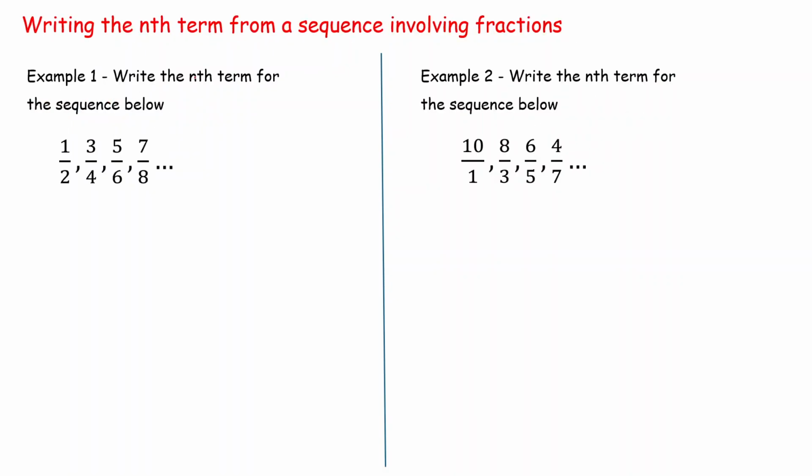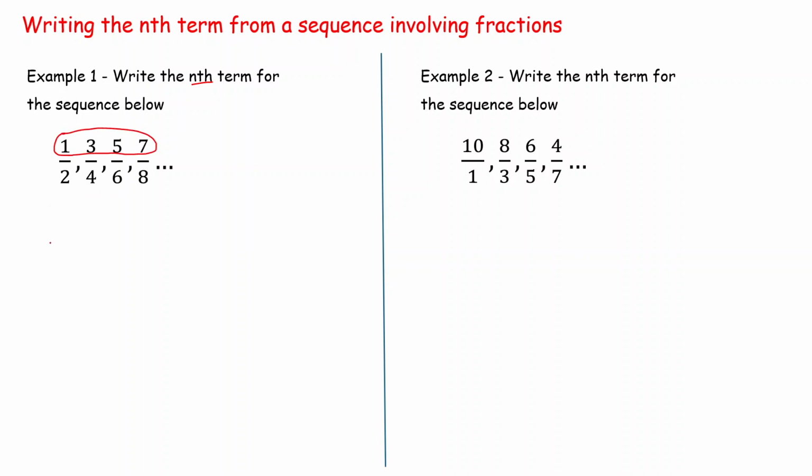So the first one, write down the nth term for the sequence below. And you've got fractions here, but the way you look at this is you find the nth term of the top sequence, and then you find the nth term of the bottom sequence, and then you just write it as a fraction. Okay, so let's do that. Let's consider the first sequence first. So 1, 3, 5, 7. Okay, let's write it down over here so we can see what's going on.